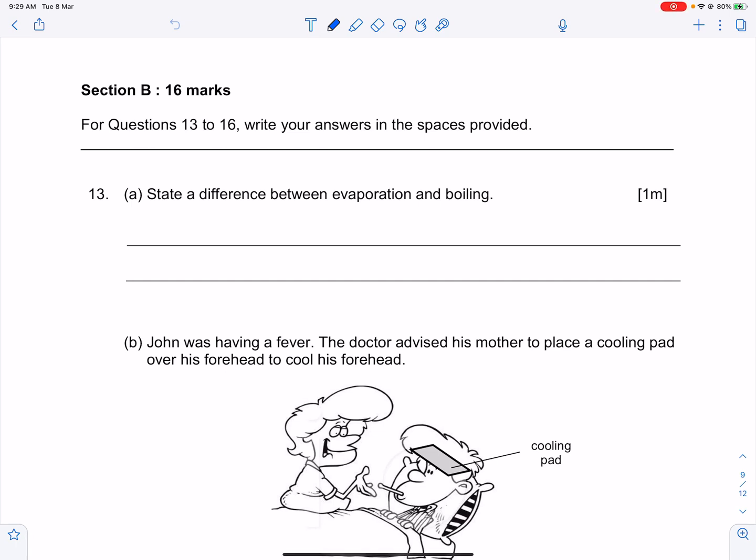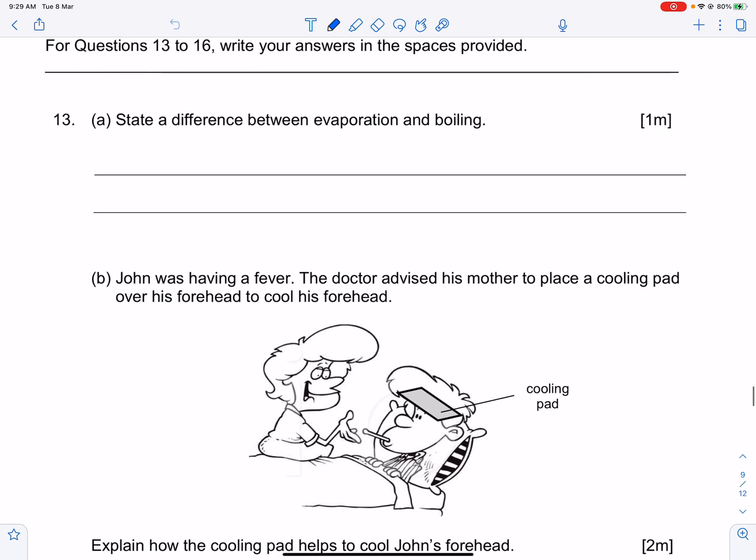Okay, good day students. Today we'll be looking at our unweighted assessment on heat, water changes of state and water cycle. We will start off with section B, your open-ended question. So question 13A, state a difference between evaporation and boiling.